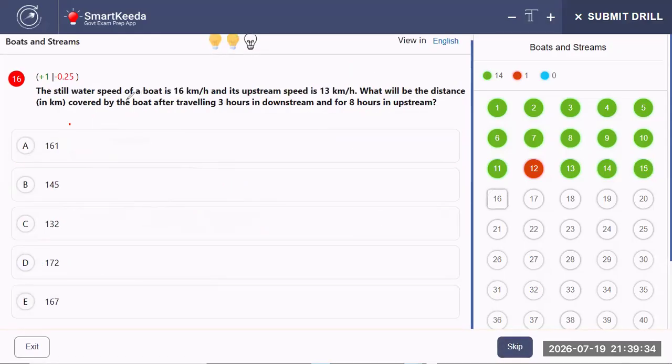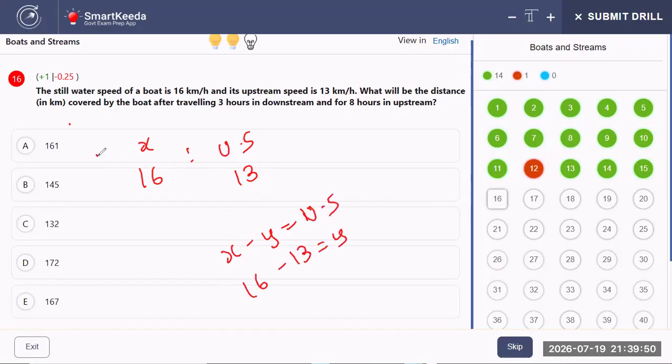The still water speed of a boat is 16 and that of upstream is 13. The upstream speed is always x minus y. 16 minus 13 is equal to y, so y will be 3. And if y is 3, then the downstream speed will be 19.